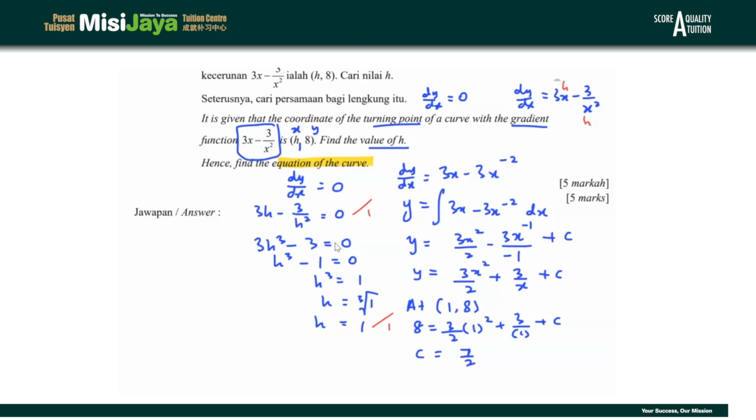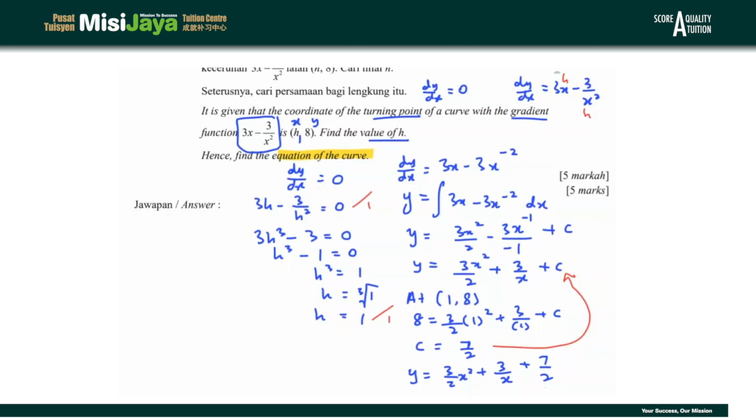Therefore we get the equation: we substitute this back into here to get our equation. So y equals 3 over 2 x squared plus 3 over x, then plus 7 over 2. That will be our answer. Now where do we get the 3 marks? 1 mark is here, and the c is 1 mark, and then the final answer, which is the equation of the curve, is 1 mark. So the total for this is actually 5 marks.